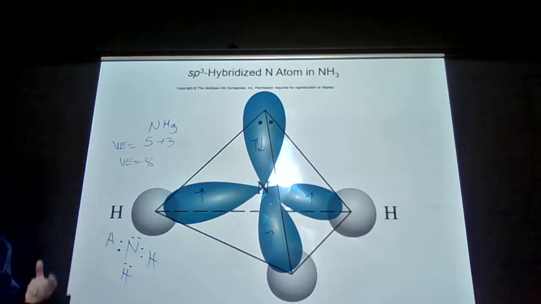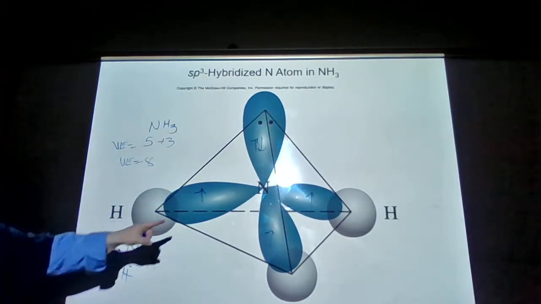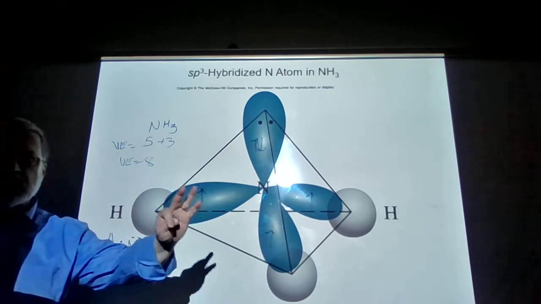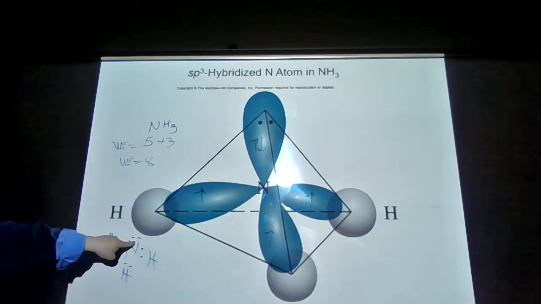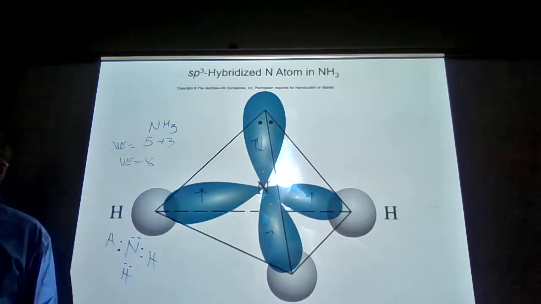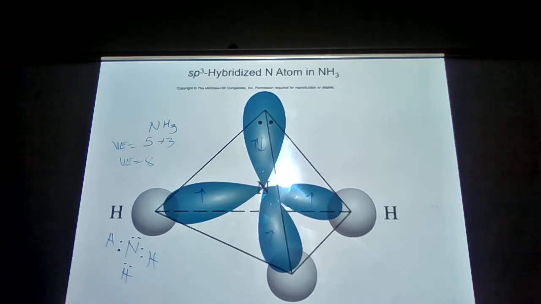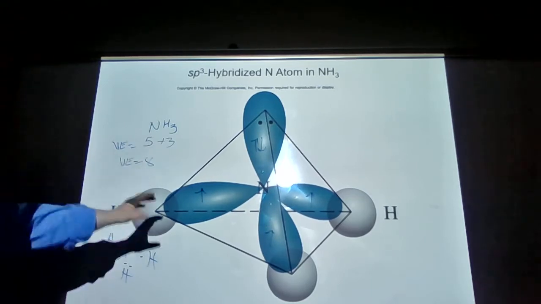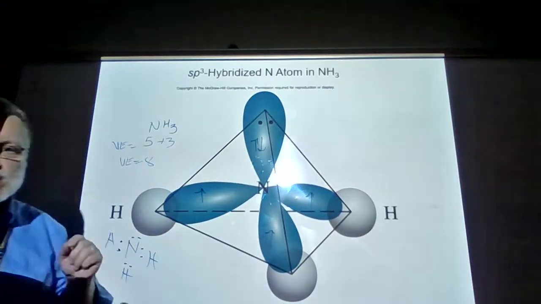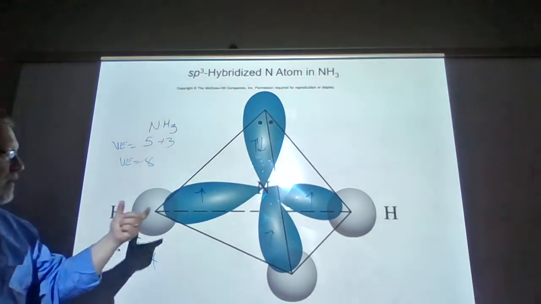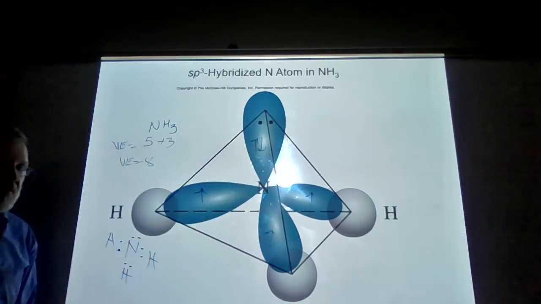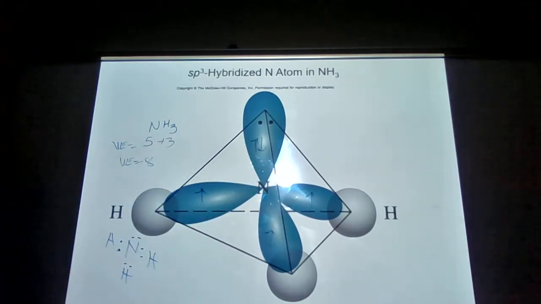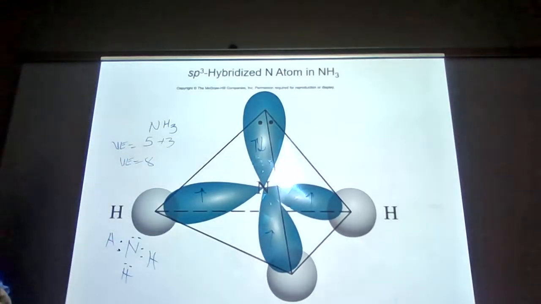This nitrogen is sp3 hybridized. The nitrogen doesn't have 4 things bonded to it. It only has 3. But this electron pair goes into an sp3 hybridized orbital. I can't really tell if it accurately depicts it, but the size of this orbital should be slightly bigger than the size of the other sp3 orbitals, because of the presence of the 2 electrons.